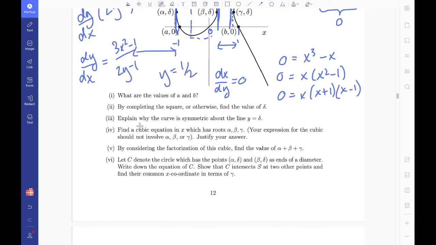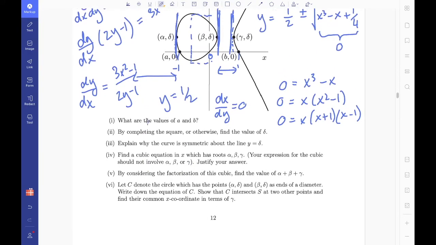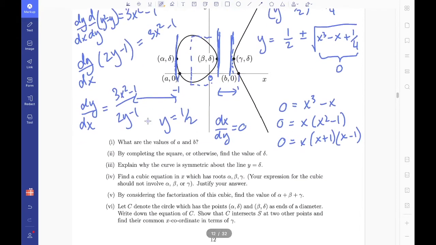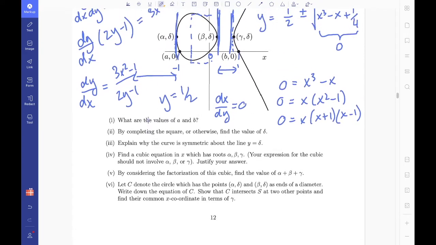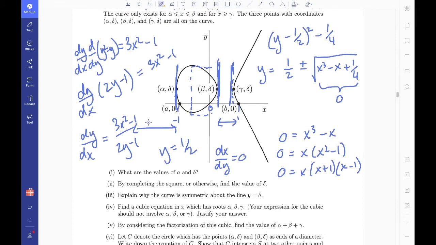Okay, so explain why the curve is symmetric about y equals delta. So we've got to explain why it's symmetric about that line. What are the transformations that we're going to need to show that this is symmetric? When you're finding out if it's symmetric about a certain line, there's a specific way of doing this.